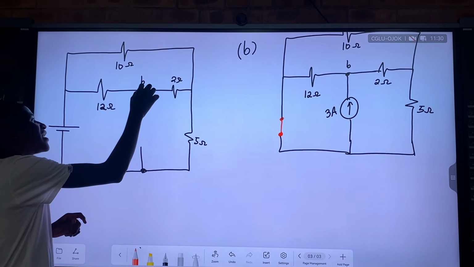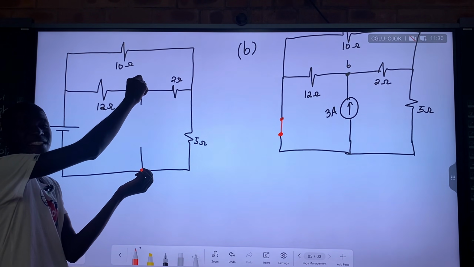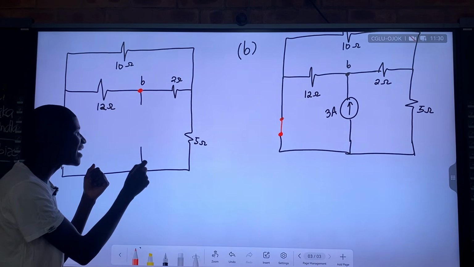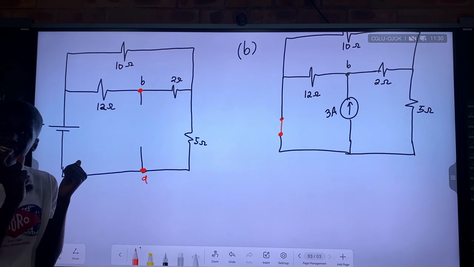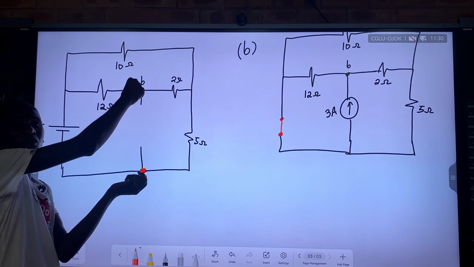Because if we put a voltmeter at the ends, one on one side and one on the other side, we are going to get a voltage. Because there is a potential here, there is also a potential here, so there is a potential difference. There is a voltage.